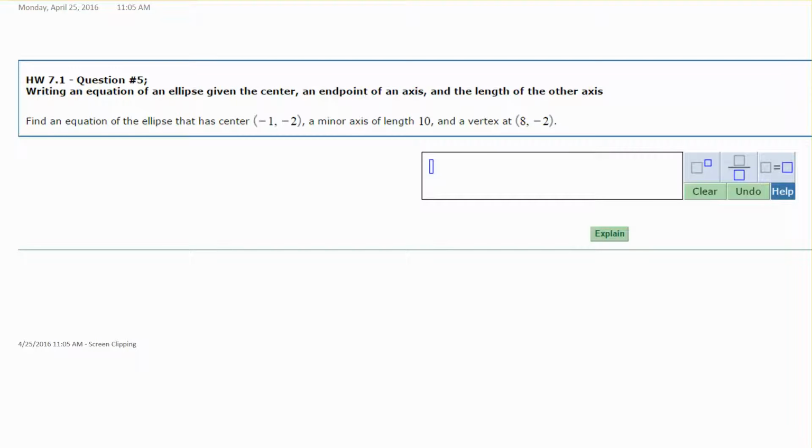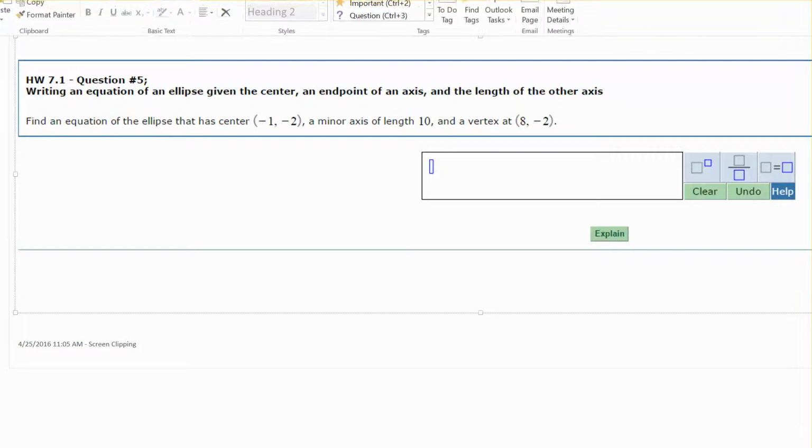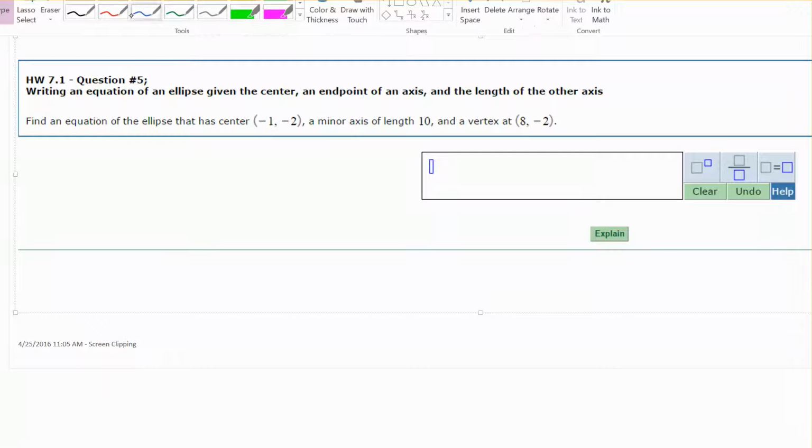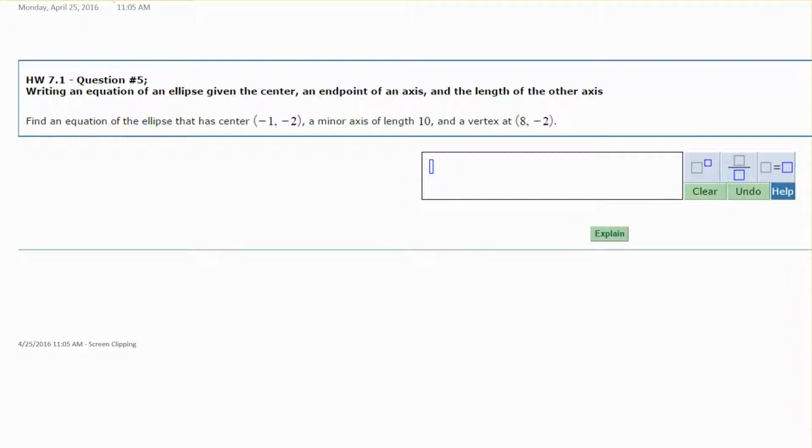In this example, we're going to write the equation of an ellipse that has a center at -1, -2, and a minor axis length of 10. The vertex is located at 8, -2.